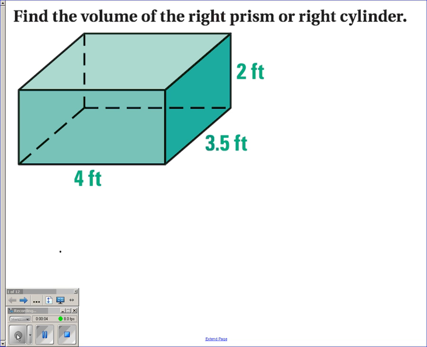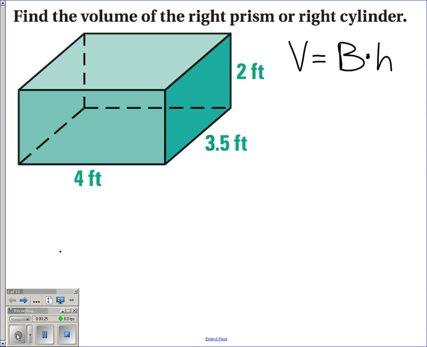Okay, this video is on finding volumes of prisms and right cylinders, and also pyramids and cones, finding the volume. So let's go and take a look. The volume that we had on our chart was the area of the base times the height.